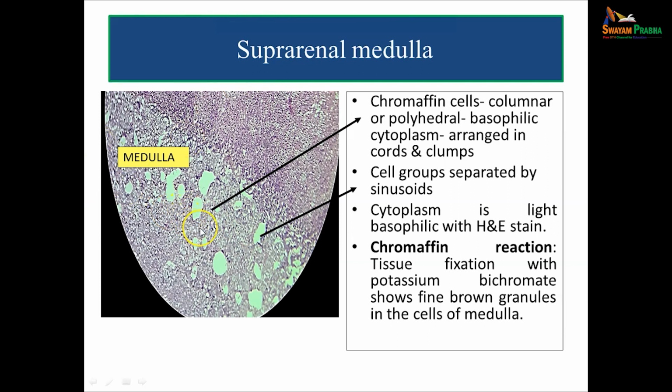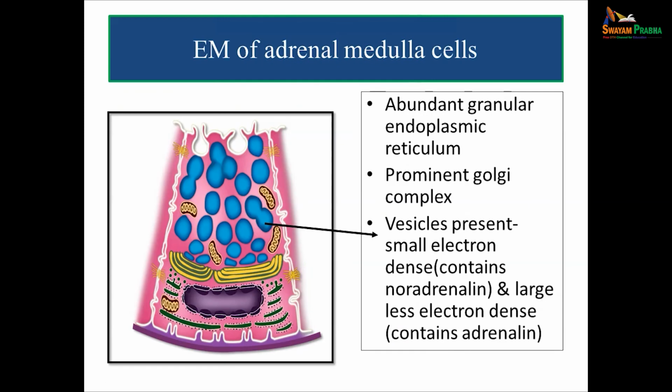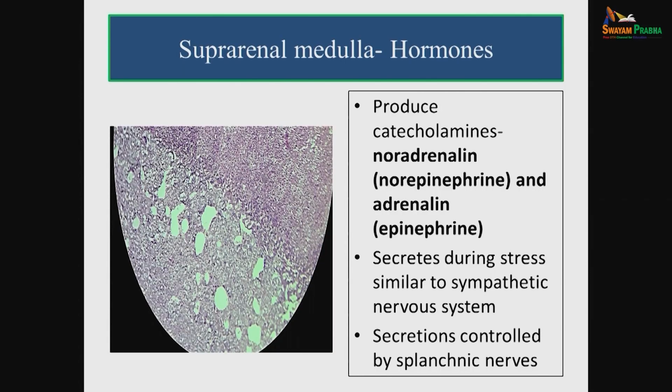Chromaffin reaction means the tissue fixation is done with potassium bichromate, which shows fine brown granules in the cells of the medulla. Coming to the electron microscopic features of the adrenal medulla cells, there are abundant granular endoplasmic reticulum and prominent Golgi complexes. The vesicles present are small electron dense, which contain noradrenaline, and large less electron dense, which contain adrenaline. The hormones produced are catecholamines, which are noradrenaline and adrenaline. They are secreted during stress, similar to the sympathetic nervous system, and this secretion is controlled by splanchnic nerves.